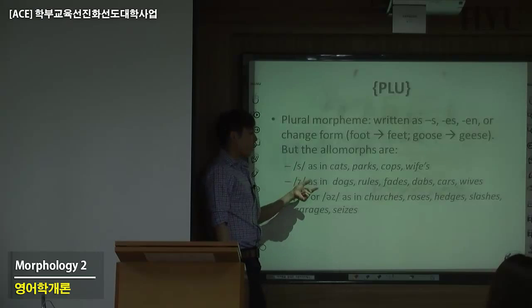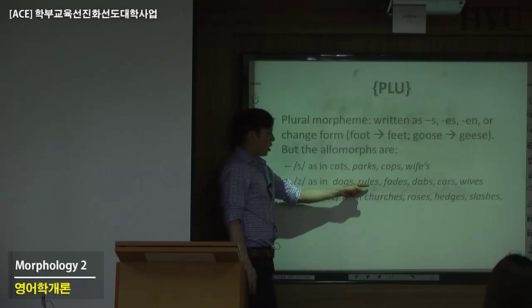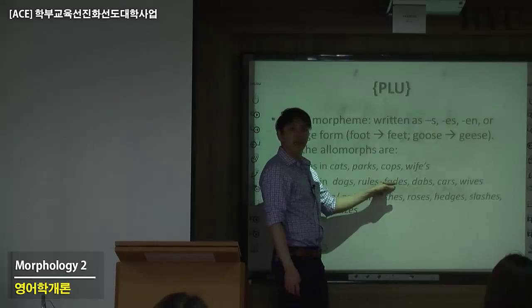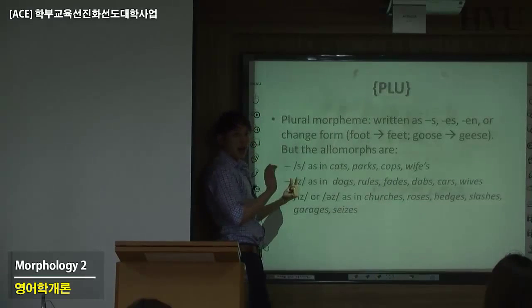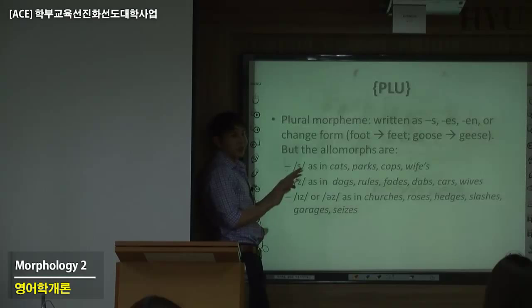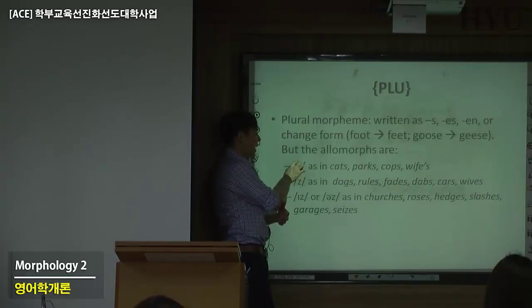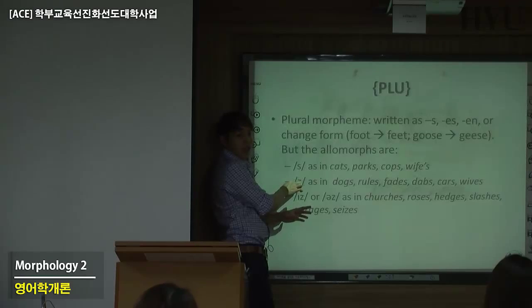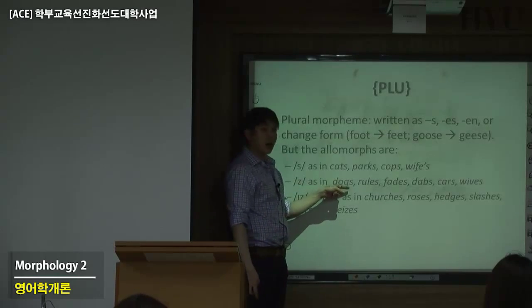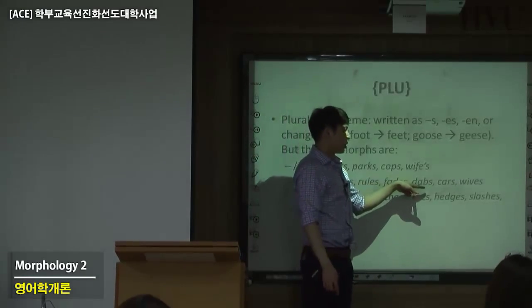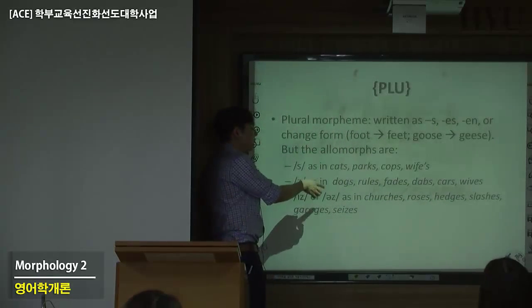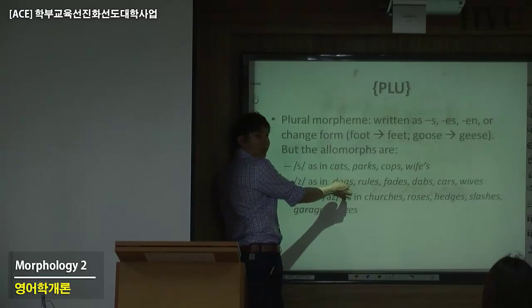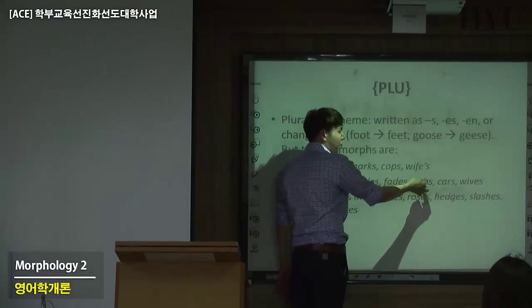On the other hand, if the sound before the plural is a voiced sound, like g, l, d, or b, or r, or v, they are all voiced sounds. So the plural cannot be voiceless, or else the voicing will not match, right? So you change the S to the voiced version of the S, which is a Z. So you pronounce it like dogs, rules, fades, dabs, cars, or wives. So all of these are pronounced with a Z rather than an S, okay? Because the sound before the plural is a voiced sound. G, L, D, B, and so on, okay?